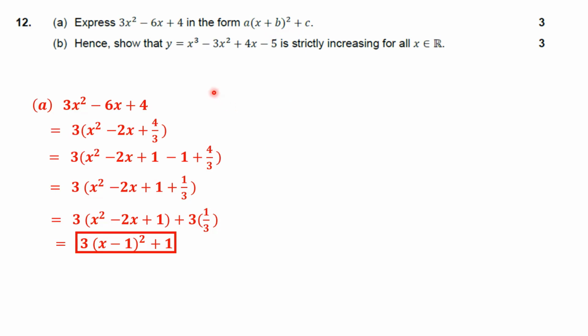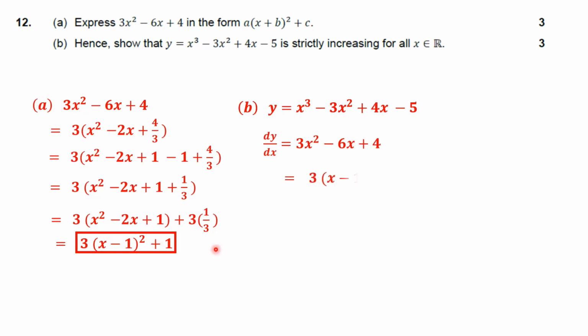And part B, you want to show that this equation, this function, is strictly increasing for all x on the real number system. So there's the equation. We need to differentiate dy by dx. Now, we actually get the same as we got in part A, so we can change this part into the answer that we got for part A, and that's going to help us.